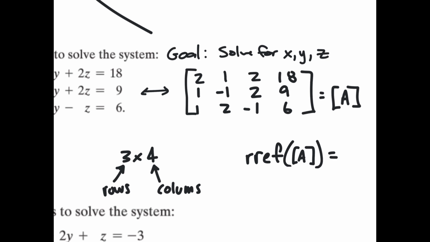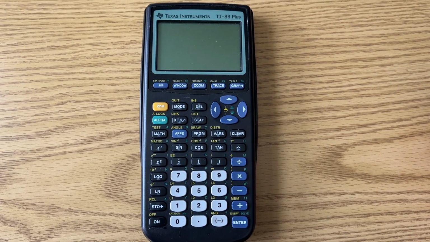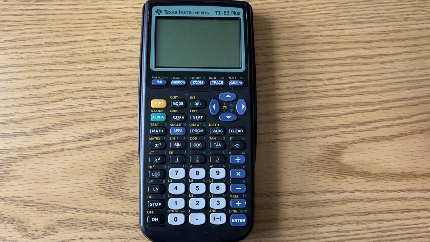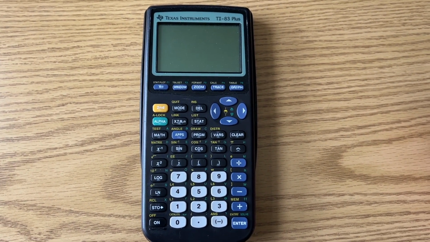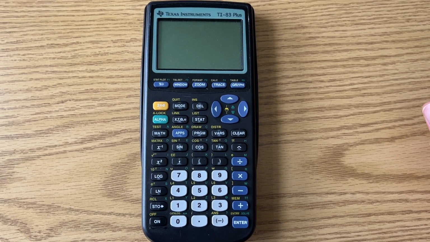All right, so I'm going to jump over to the calculator real quick and show you how to solve this system using a matrix and figure out what X is, what Y is, and what Z is. All right, so we're going to be switching formats here. All right, we're over here on the calculator. I want to show you how to put in the matrix and then solve the matrix using a calculator.